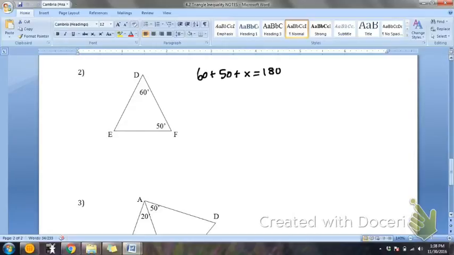70. Did you guys get 70? No. You're getting there, Belinda. I just am a step ahead of you. So 110 plus x equals 180. You subtracted 110. X equals 70. Pick your pencil back up. You're doing exactly what I am.